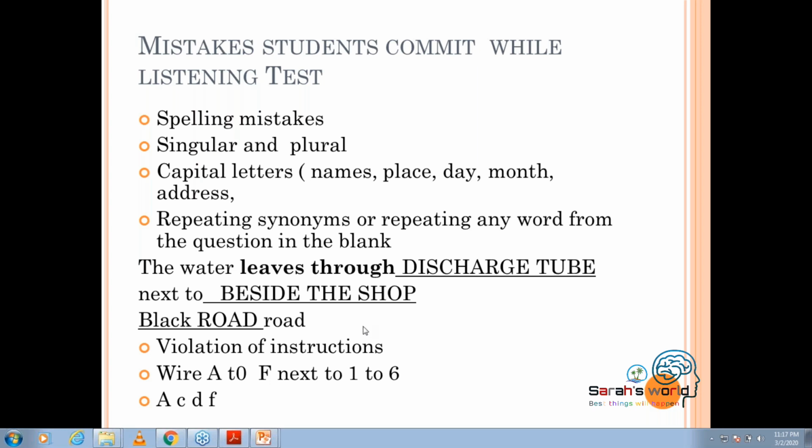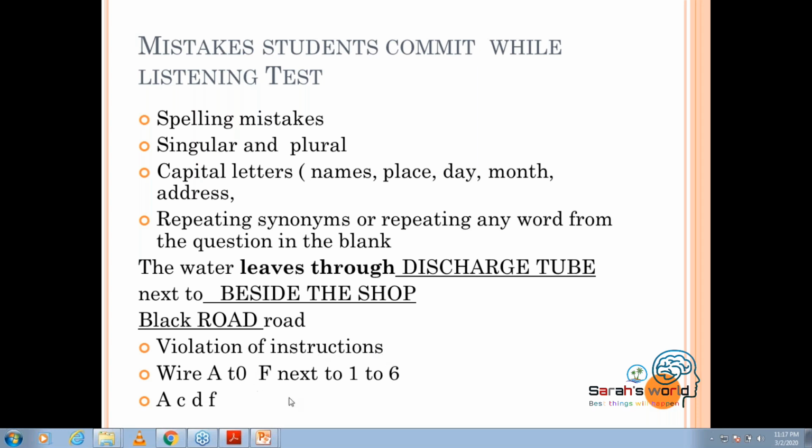And the next one is black road, and the word road is already there. So if you write the word road again, it will go wrong. So this is one thing, repeating any word from the question in the blank as it is or in the synonym form.